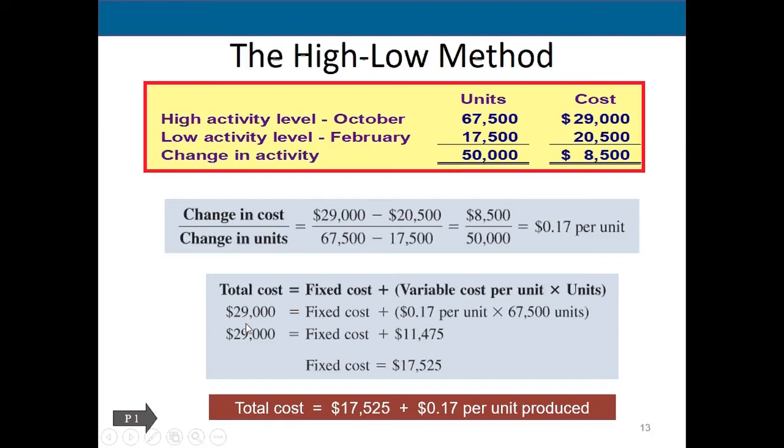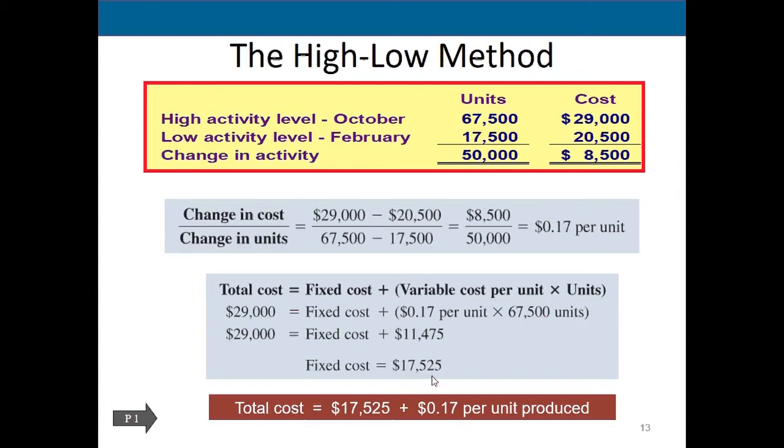We know that at the high point, total cost is $29,000. There it is. And that total cost equals fixed cost plus variable cost. Well, how do we figure out the total variable cost? If it's 17 cents per unit and we did 67,500 units, that's 11,475. I just do that math, right? Okay, so now it's just algebra, right? 29,000 equals fixed cost plus 11,475, which means we take 29,000 minus 11,475, and fixed cost must be 17,525.